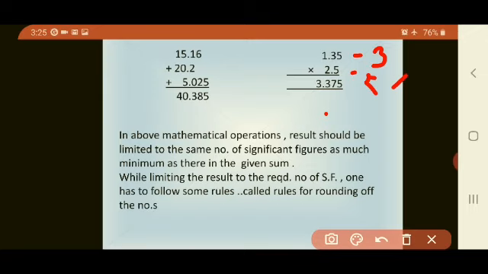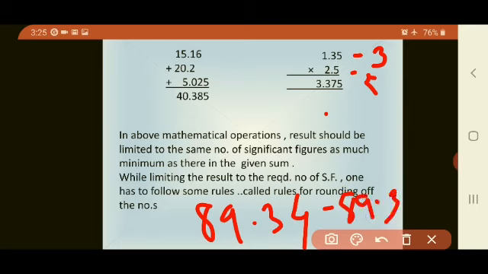For example, if you are getting 89.34%, how are you reporting it? You are reporting it as 89.3%, or in short, approximately 89%, right? So what you are doing exactly is called rounding of the number. So this is required while solving the problems.